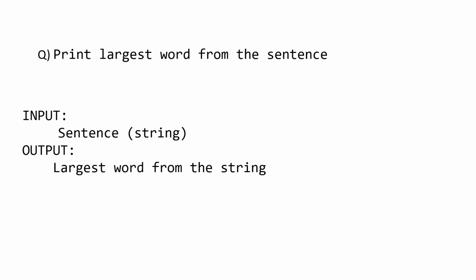Let's move to the question and see what the question actually is. So the question says that we need to print the largest word from the sentence, and we will have an input in the form of a string, and then we have to output the largest word from the string. So the user input will be a string, and we have to output the largest word from the string. So let's look at the sample input and the sample output.